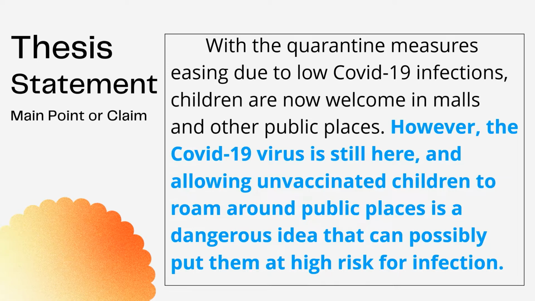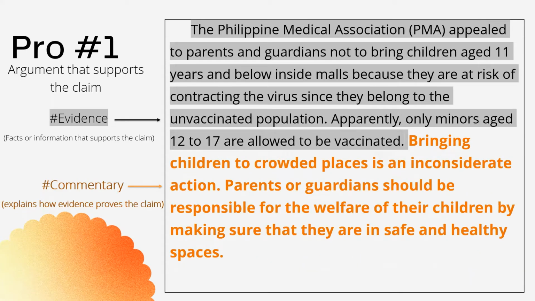Now, the next paragraphs should support this idea. Now we go to the supporting ideas. We have to prove that allowing children in public places is dangerous. In order to do that, we need to state facts or evidences. Let me read this part for you.